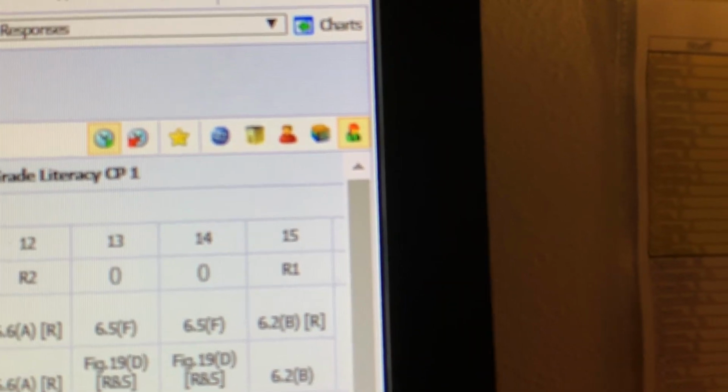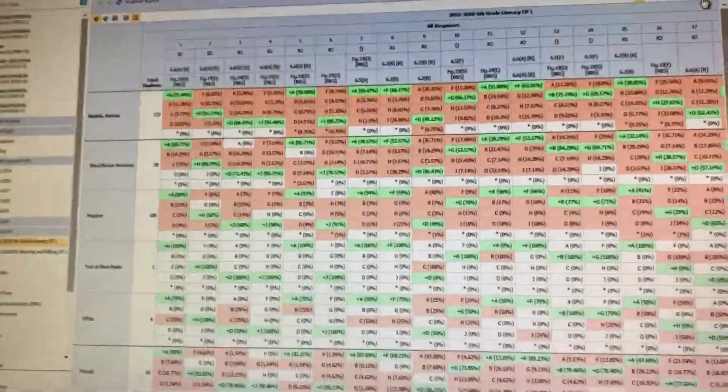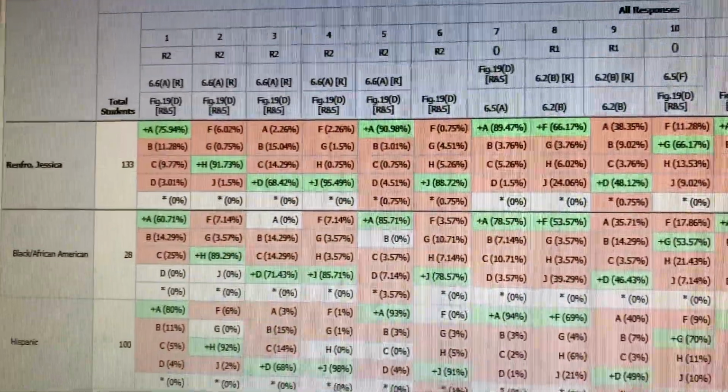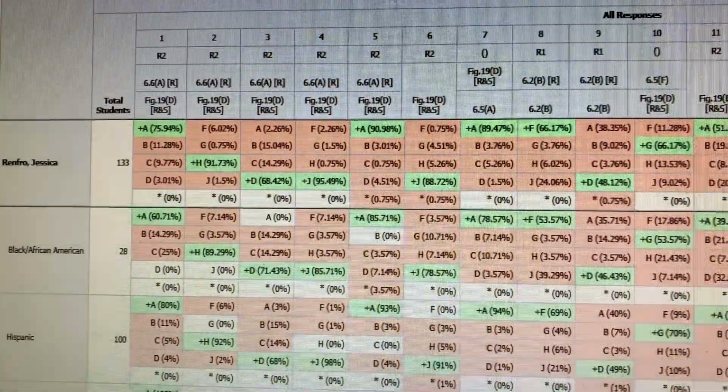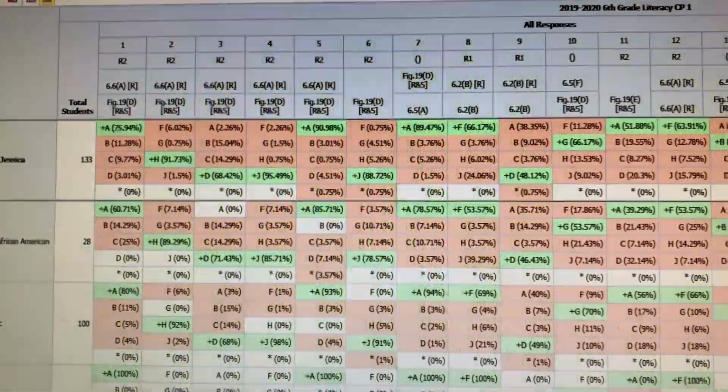So it's going to give you all of your kids, but once again, you're not wanting all of your kids. You're wanting to see all of your kids combined. Okay. So in order to see that, I'm going to come up to the right and click again on the red teacher. Okay. So this is going to show you all of my students. So in this case, it's Miss Renfro, and how all of my kids did on each question. So on question number 1, I had 75.94% of my students get letter A, which was correct. Green means correct. Red are the wrong responses.